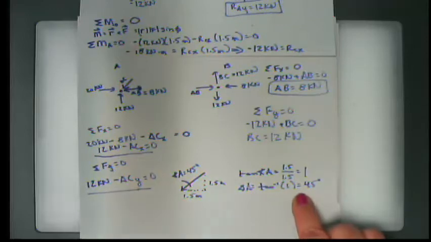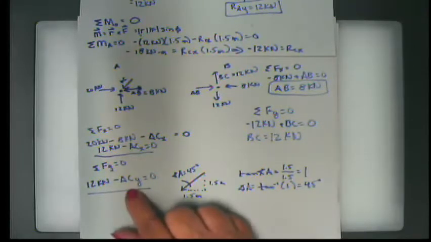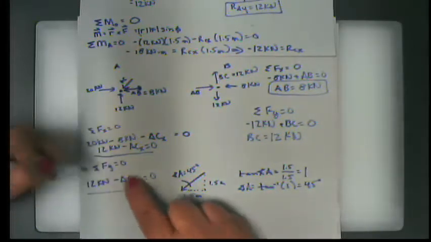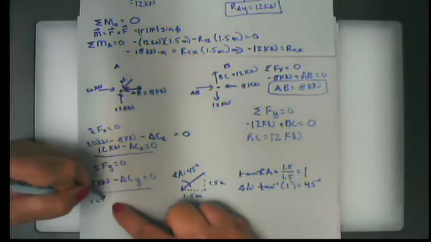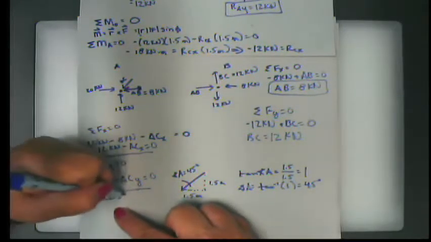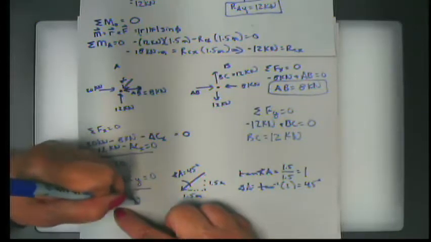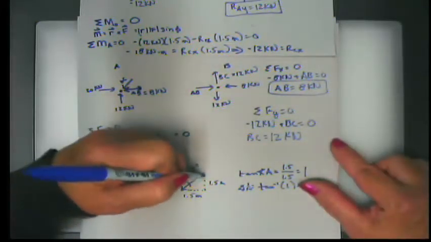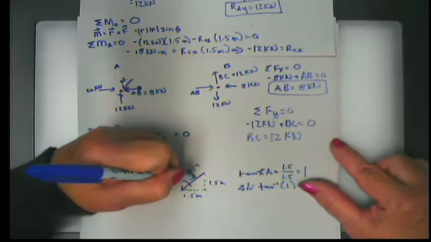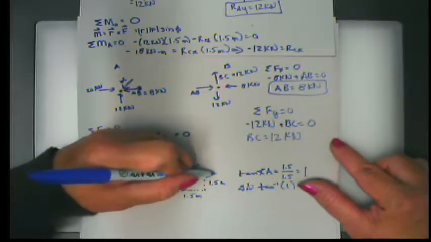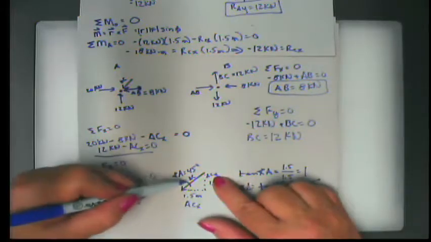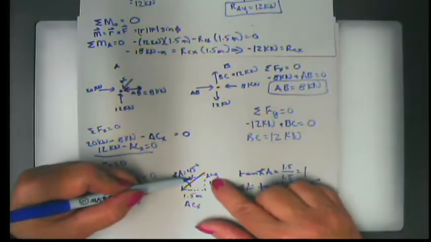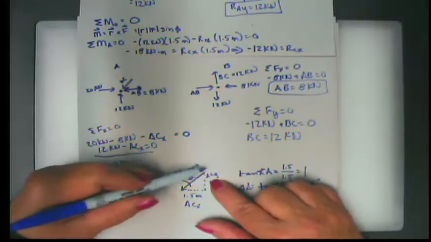All right. So what does that mean? Well, that means that if we look at this, for example, 12 kilonewtons is equal to AC in the y direction. Okay. Well, if you look at resolving this force, if this is AC, if this is AC in the y direction, and this is AC in the x direction, you can see that this is the hypotenuse of the triangle. This is the opposite.